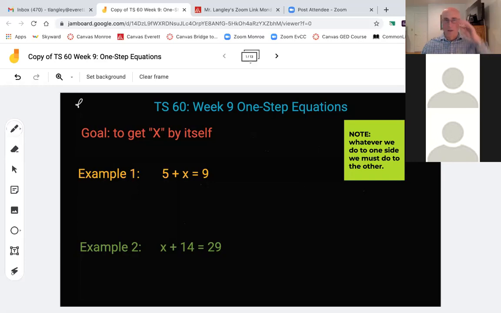So you might want to, I'll give you a few seconds here to write that down, that whatever you do on one side of the equals sign, whatever you do on the left side, you have to do on the right side, and vice versa. And I'll show you what that means in a moment, okay? So I'll give you a few more seconds to copy that note there.